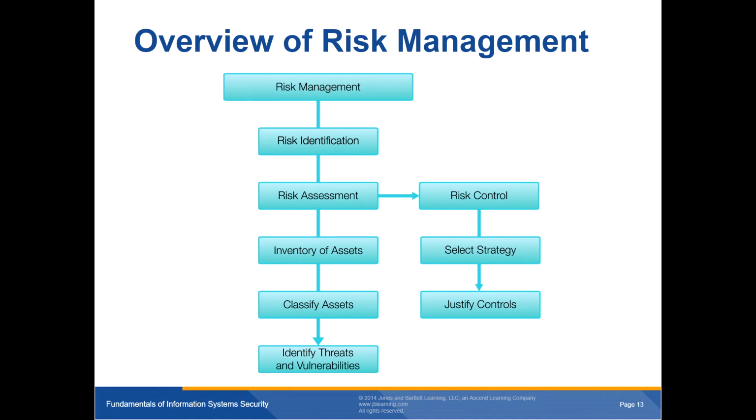So here we go, overview of risk management. The next step is risk identification. Risk assessment includes risk control. You select a strategy and justify the controls. In risk assessment, you also have to do the inventory of assets, classify them, and identify threats and vulnerabilities.